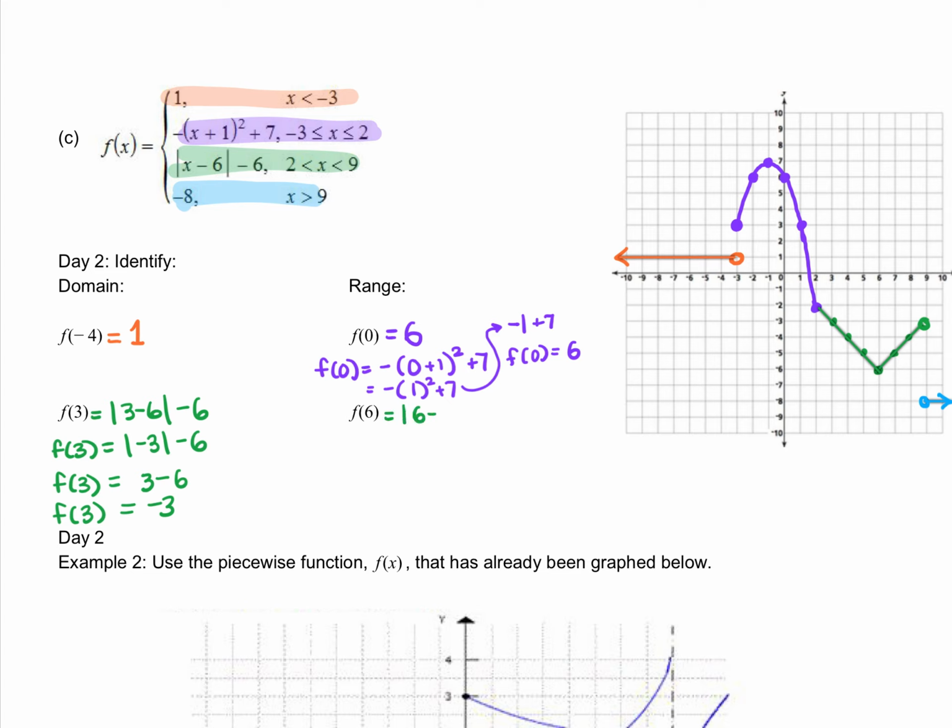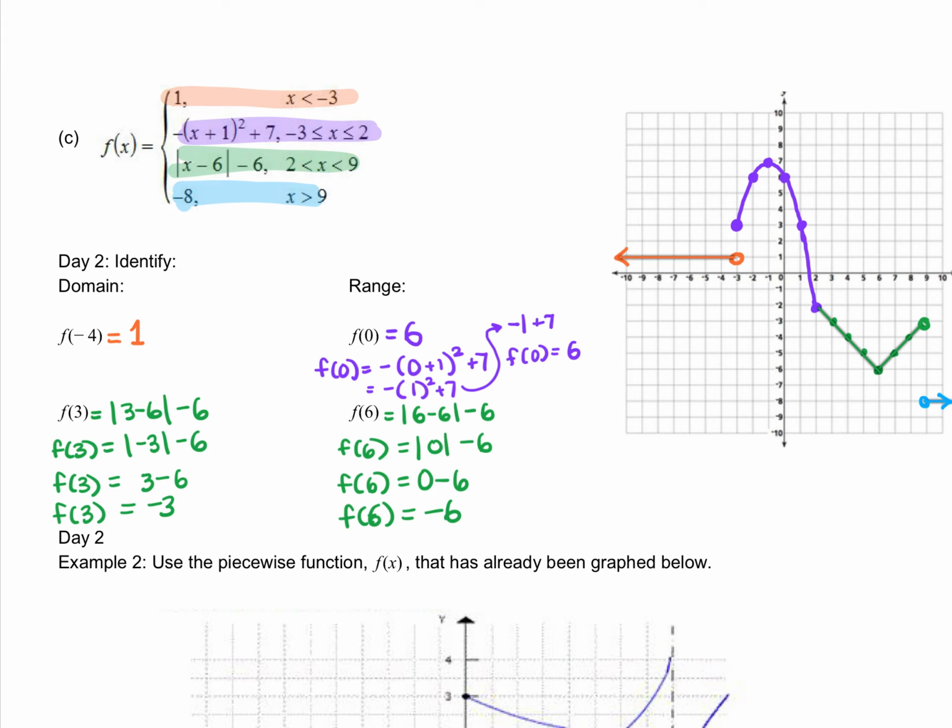So I'll have absolute value of 6 minus 6 minus 6. So that's a lot of 6's. That's an absolute value of 0 minus 6, which is 0 minus 6, which is just -6. I can verify that by looking at my graph. When x is 6, my function has an output of -6.